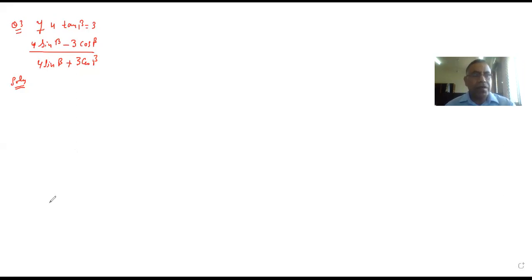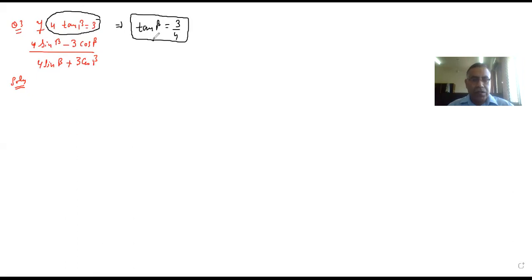Beta, in this type of question, what you have to see is what is given to us. 4 tan beta is equal to 3, which implies the value of tan beta is given to us. From this value, I have to find out first the value of sine beta, then the value of cos beta, and then substitute here. Second thing is, I can also convert it into tan because the value of tan beta is given to me.